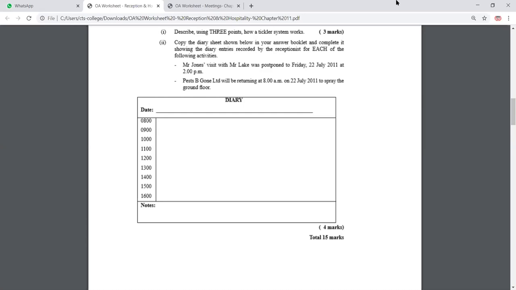Pest Be Gone Limited will be coming to spray the ground floor. Perfect. That's it. So Pest Be Gone Limited will be coming to spray the ground floor. That's it, guys, and that's it for 4 marks. So just filling out our table. Yep, that's 4 marks.